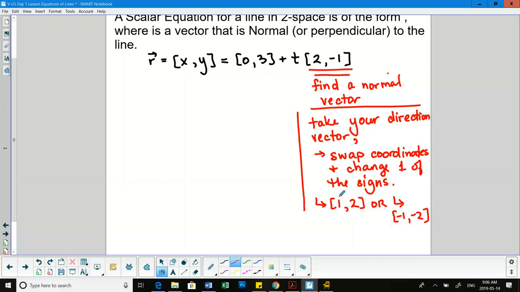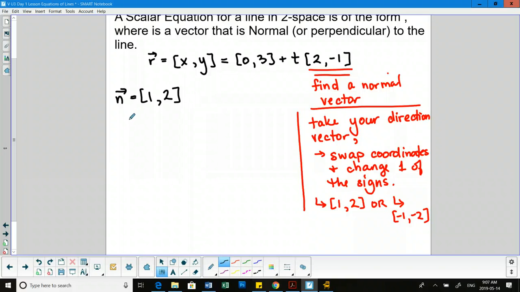So we can see here, if I do 2 times 1 plus 2 times -1, that gives me 0. And then if I do 1, -1 times 2, plus -1 times -2, that also gives me 0. So the dot products of those two things are 0, telling me that these are, in fact, perpendicular vectors. Okay? So that's a really quick way that you can find a normal vector. So I'm just going to use the simpler one here. I'll just use the positive version, 1, 2, as my normal vector.